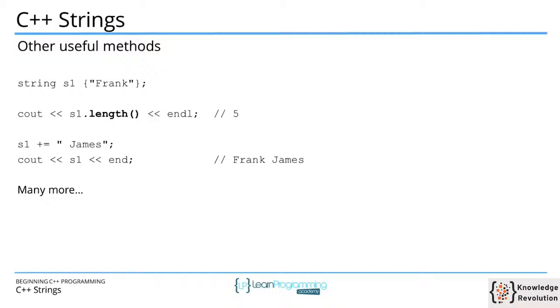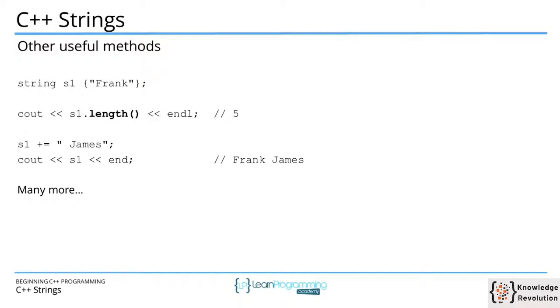The operator I wanted to cover is the compound concatenation assignment operator. In this case, s1 is Frank, and I can say s1 plus equals James. And James will be concatenated to Frank, and the entire result string will be assigned back to s1. This is really handy and works very much the same way that the compound assignment operators worked with integers and doubles and so forth. There are also many more methods in the C++ string class for you to discover as you study C++. Okay, there's one more thing I'd like to talk about before we end this video.